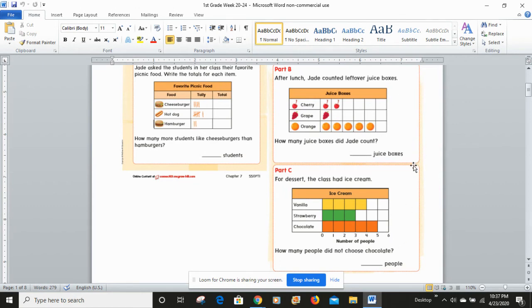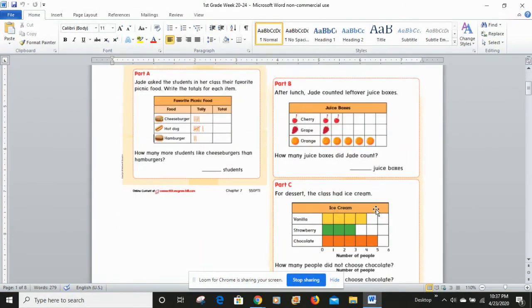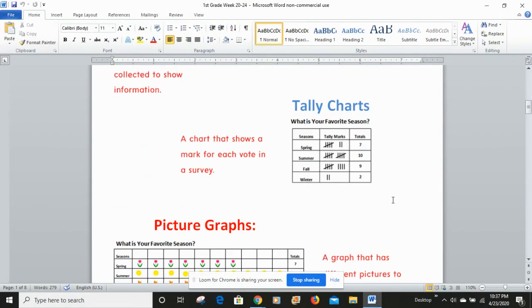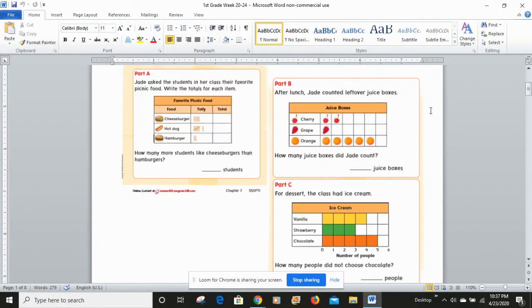So work on the performance task and use some of the information that we have down below with the tally charts, the picture graph, and the bar graph. Answer your questions, and let's see what you learned in Chapter 7.